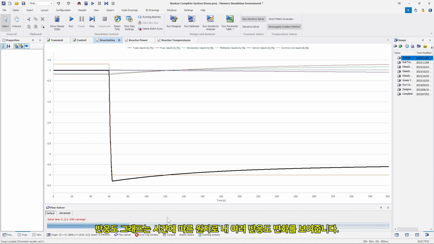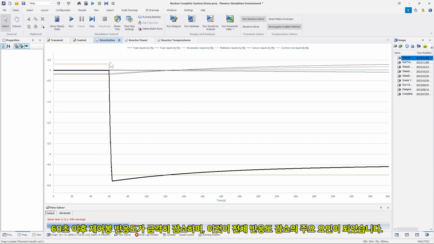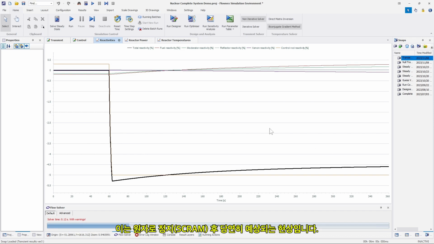The reactivities graph shows the different reactivities present in the reactor over time. After 60 seconds, we can see a steep decrease in control rod reactivity, which is the main drive between the negative reactivity in the reactor. This is to be expected from a scram.